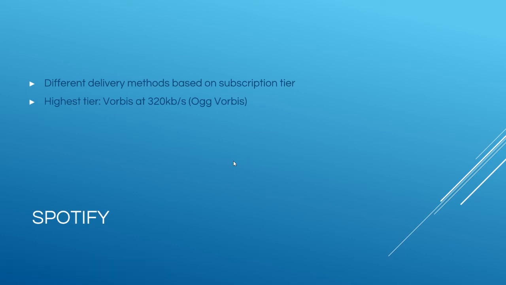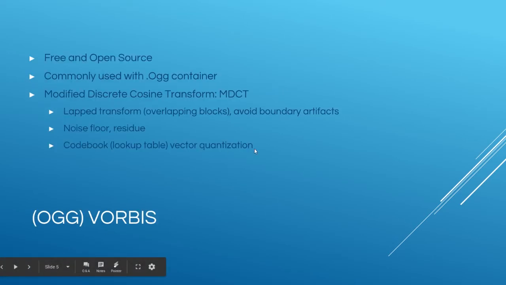Spotify can deliver formats and bit rates based on subscription tier and which application you're using, but the standard for the highest tier subscription on the desktop and mobile app is Vorbis format at 320 kilobits a second. Vorbis is a free and open source audio format. It's commonly used with the .ogg container, so some people call the file type Ogg Vorbis as a result.